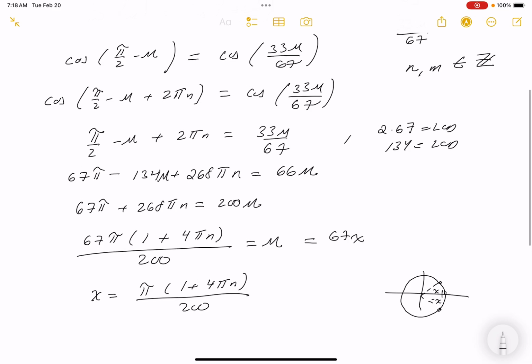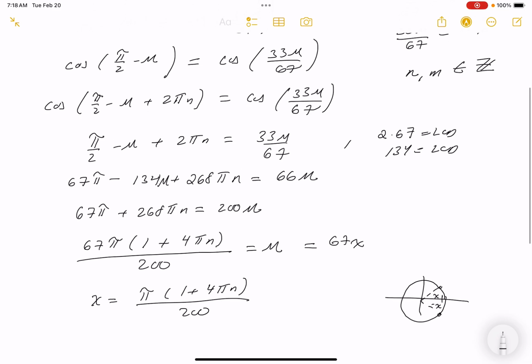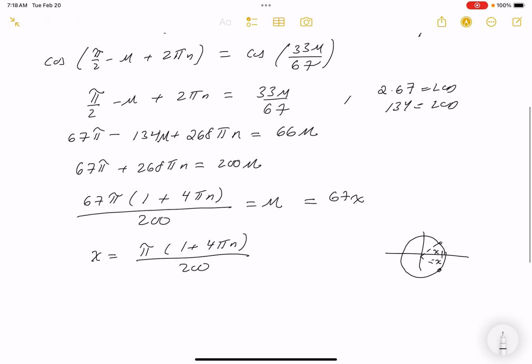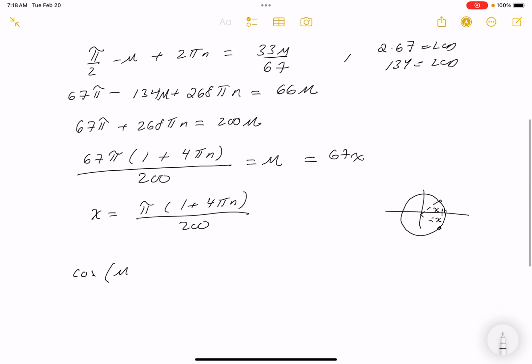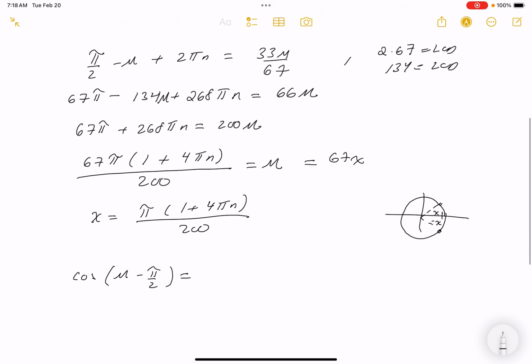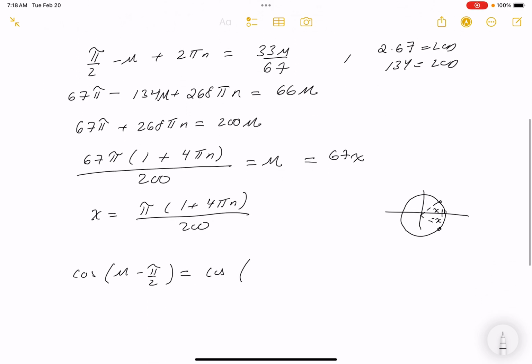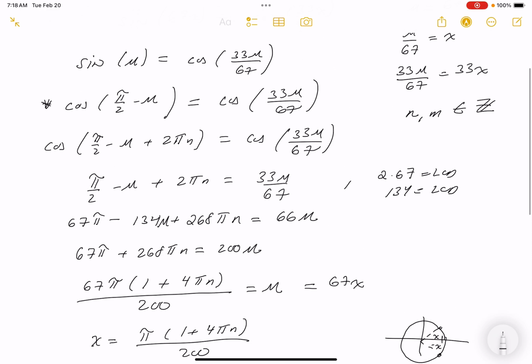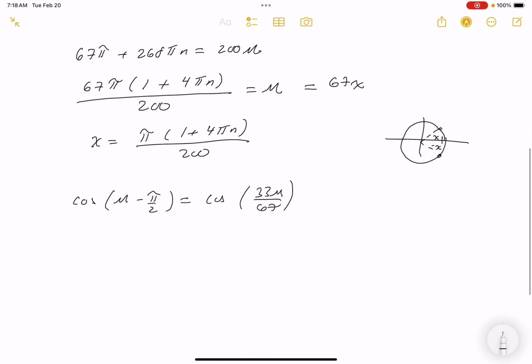All right, let's go back over here. And what I'm going to do is look at this equation here and just rewrite it for the opposite of that angle now. So it's going to be cosine. It's going to be u, I'm going to take the opposite of that, right? Minus pi over 2 equals the cosine of 33u over 67. I'm sure I wrote that right. Yeah, I did.